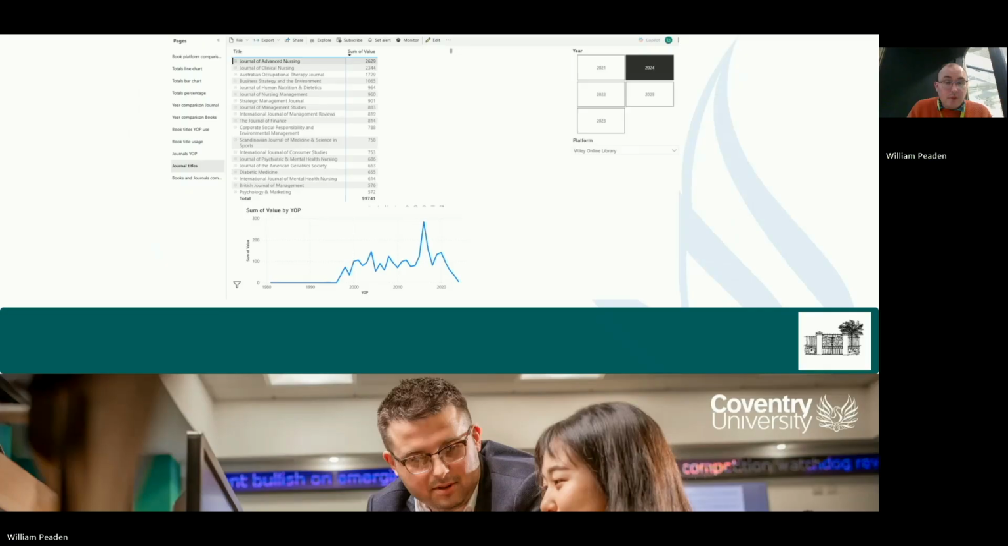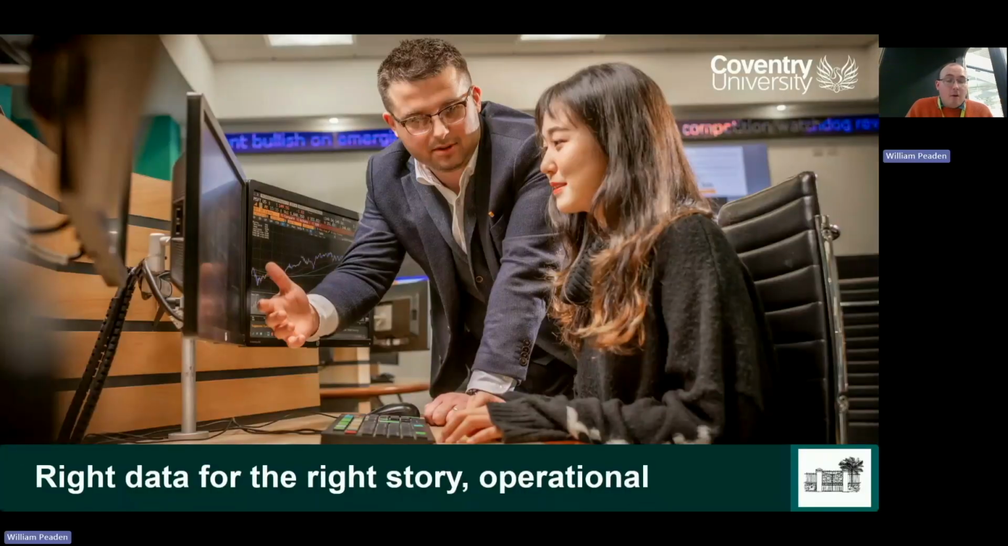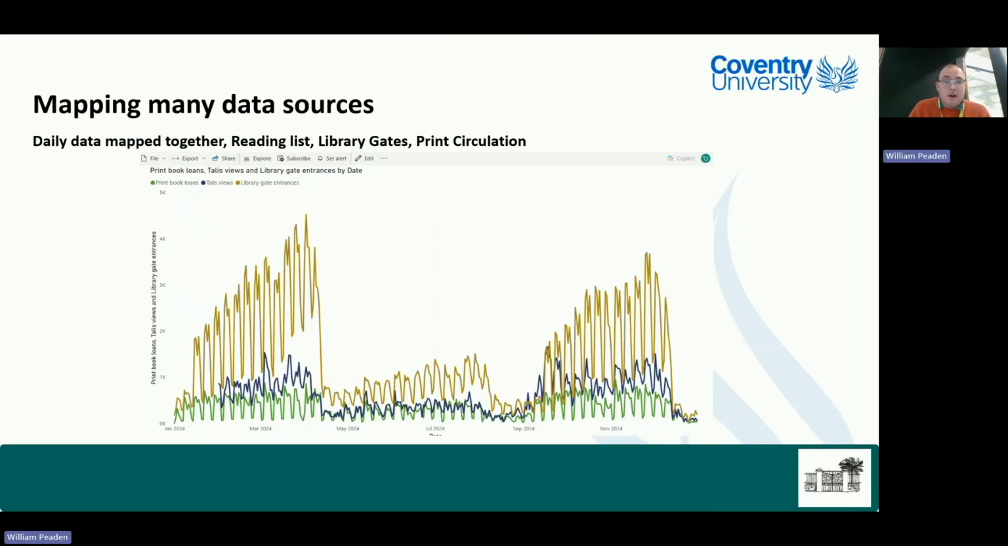And again, there are operational data sets to understand patterns of usage over time. So here we're looking at 3 of our services: the book loans, the reading lists, and the gates. We can see when the students are engaging with the library and when they're not engaged with the library. We've got the cliff edge of the end of term at the end of May there. And we can compare different parts of the library service to each other.